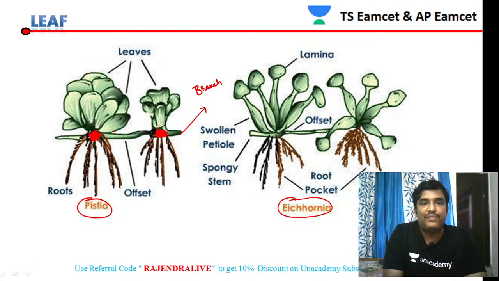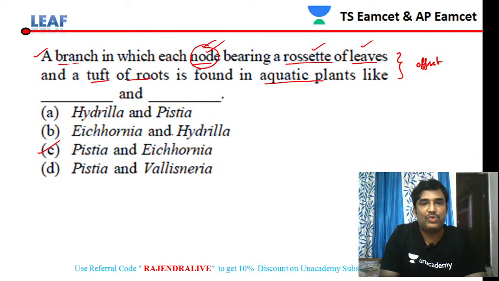At the nodes, you can see there is a tuft of leaves arising out. These are the tufts of leaves, the rosette of leaves, rosette leaves like this. Here you see there is a tuft of roots. These are the tuft of roots. That's what I was telling in the previous question, they are having a tuft of roots and leaves are located at the nodes.